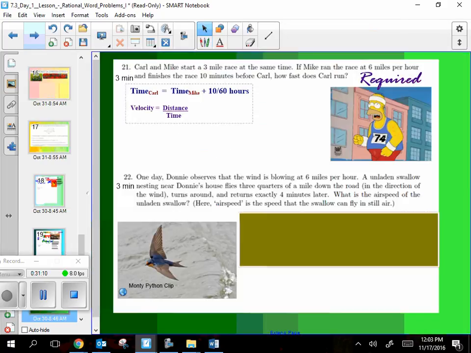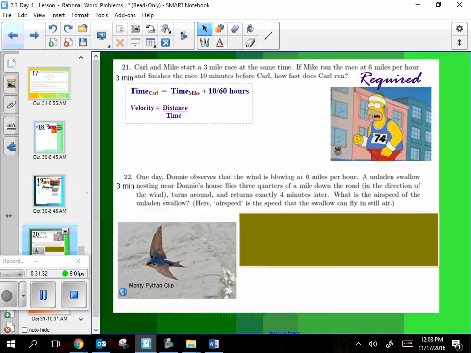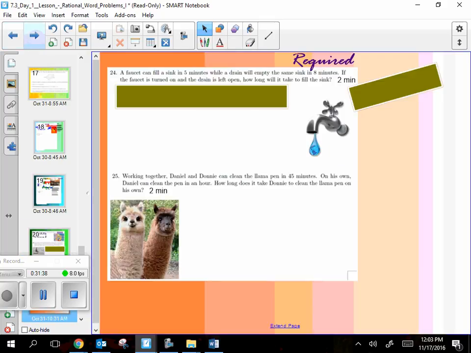And then the last page here is these rates. I want you to skip number 22, and I want you to skip number 24. But you should do the llama question. It's nice and straightforward. Rate plus a rate equals a rate, just like we did in class with the weed picking and the other one, the hot dog eating. And this one, number 21, might be the only one that'll be a little bit of a challenge for you. But again, you're skipping 22 and 24.